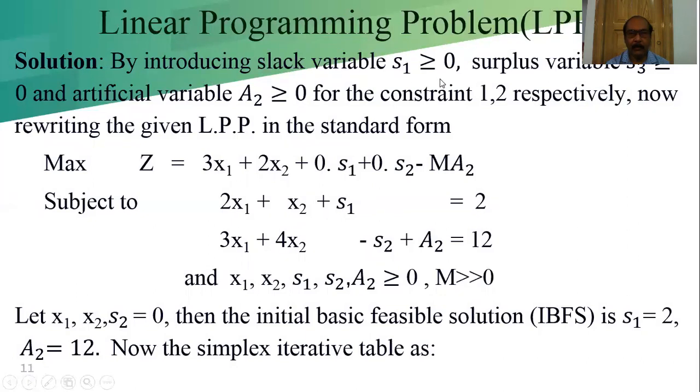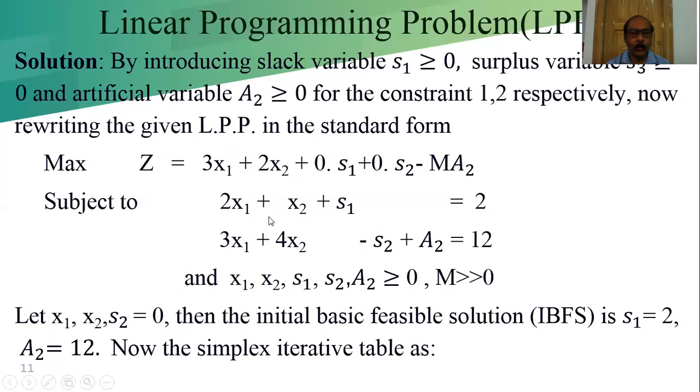By introducing the slack variable s1 greater than or equal to 0, that is already discussed. Now rewriting the LPP in the form z equals 3x1 plus 2x2, that is already given. Now we introduce s1 and s2, that's why 0 into s1 plus 0 into s2 and minus M a2. That is minusing M into a2, since it is a maximization problem. That's why it is subtracted from the objective function. We make it the minimum and we try to now maximize the z.